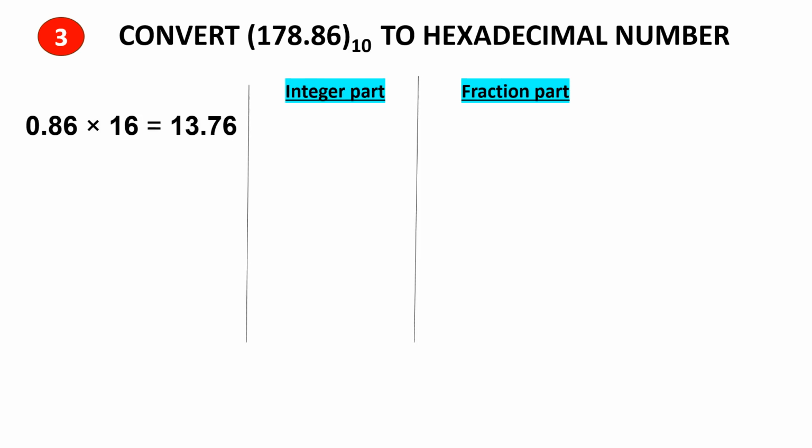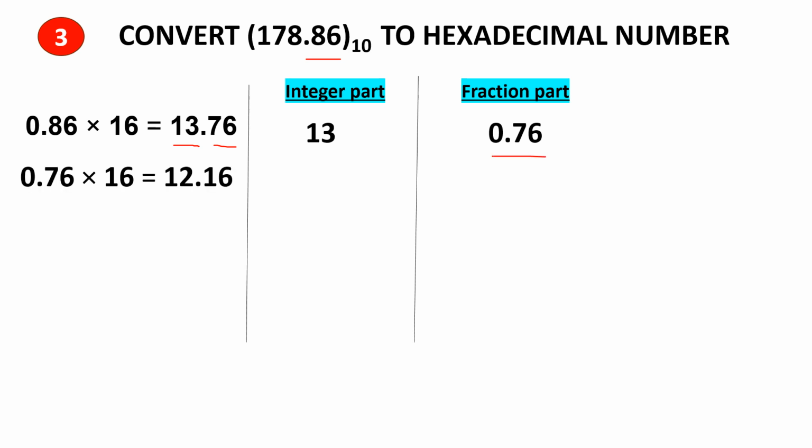Now we are going to solve the fraction part of this decimal number using the repeated multiplication method. So 0.86 times 16 is equal to 13.76. Here 13 is the integer part and 0.76 is the fraction part. Again take the fraction part 0.76 and multiply it with 16, so you get 12.16. So 12 is the integer part and 0.16 is the fraction part. Repeat this process till the fraction part becomes 0.